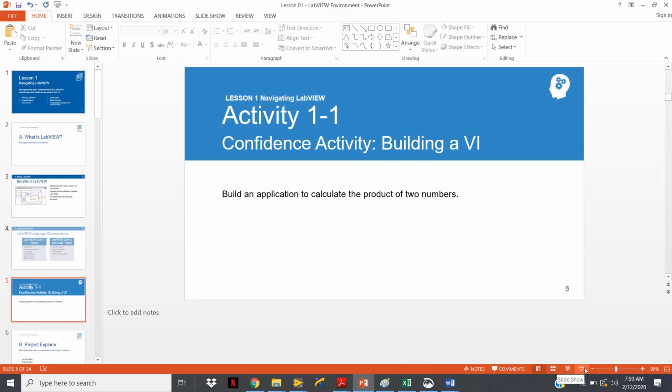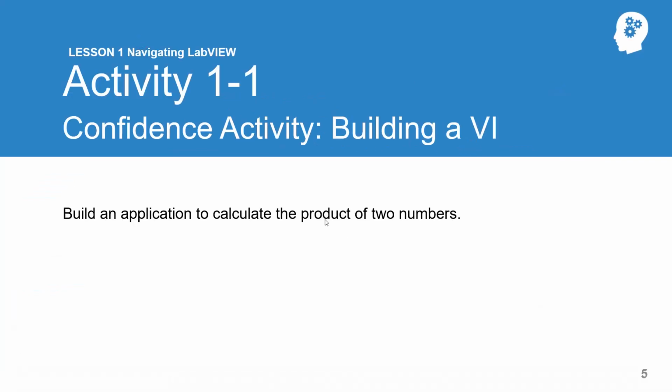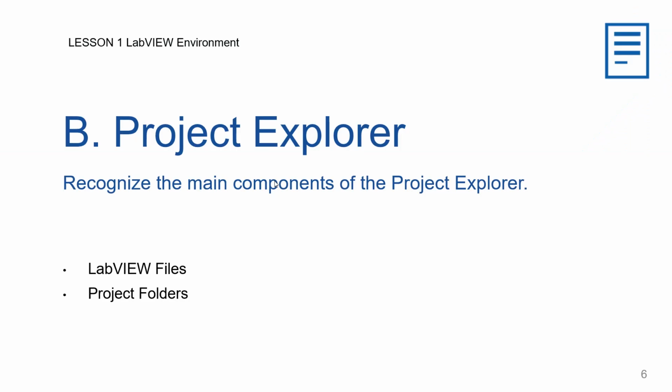So this was a simple confidence activity in which we created a VI and we learned how to multiply the product of two numbers.